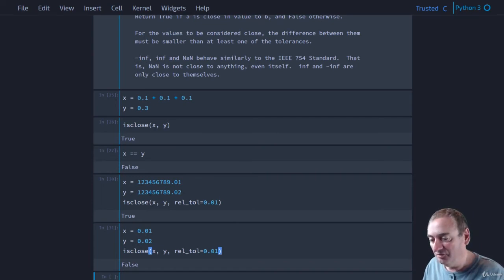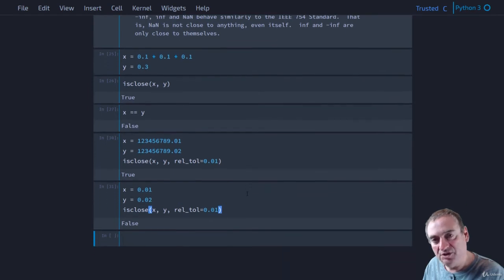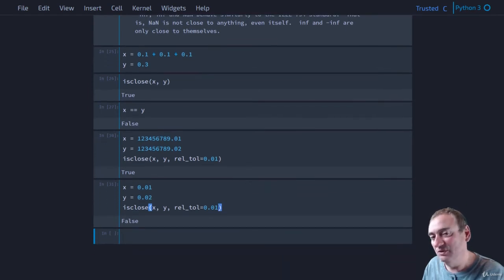But we have to be careful when we deal with relative tolerances only, because right now, remember, the absolute tolerance is what? It's 0, right? It's not being used at all. So we have to be careful with small numbers.